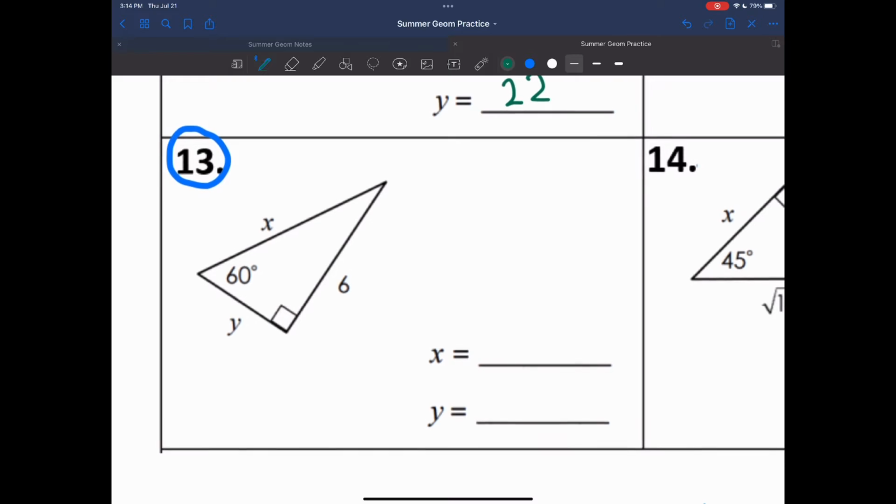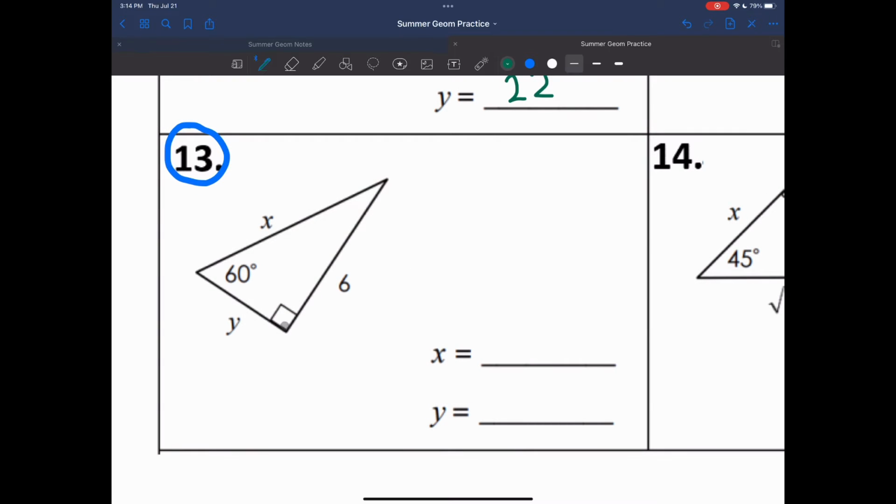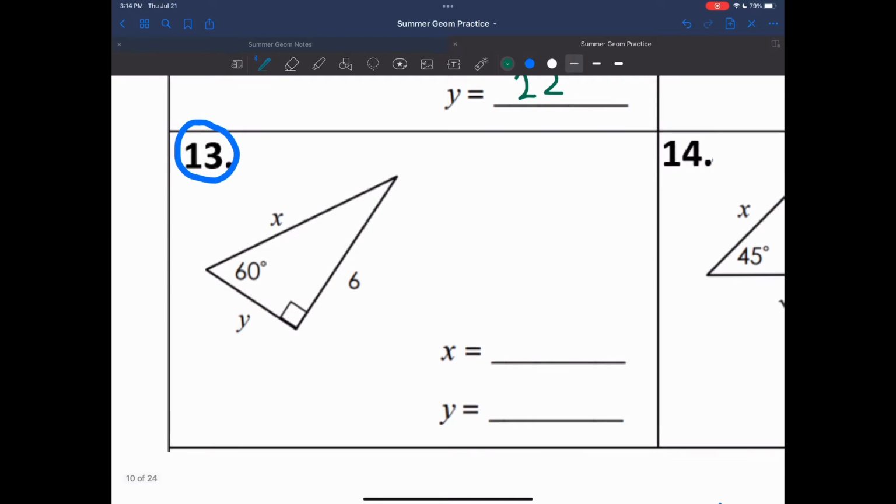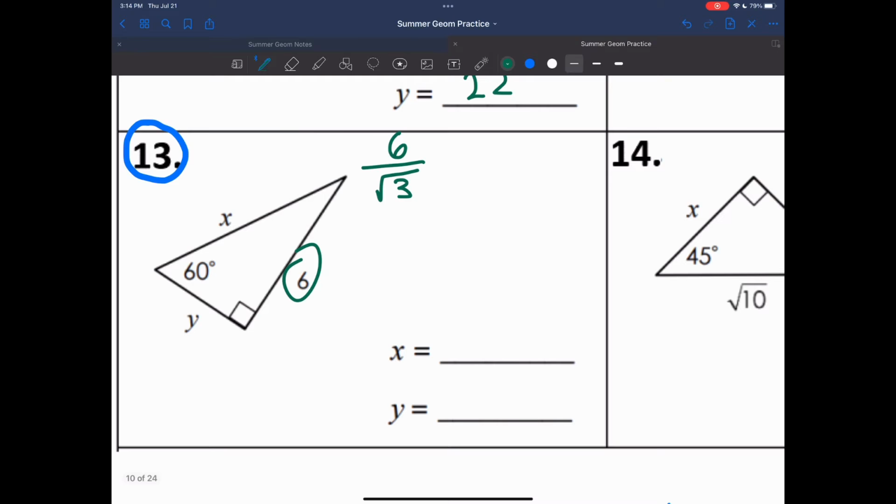All right, on to 13. Okay, we got a 30, 60, 90. Here's my short leg. They don't give it to me. Here's my hypotenuse. They don't give that to me. They give you the long leg. So we're going to have to work in reverse to find our short leg. So we know to do that, we take whatever this is and we divide by square root 3. And we're going to have to rationalize here to get rid of that square root 3. So we multiply both the top and the bottom by square root 3.